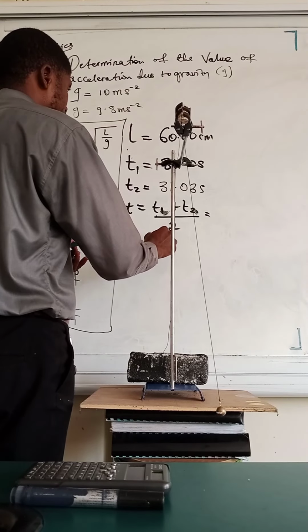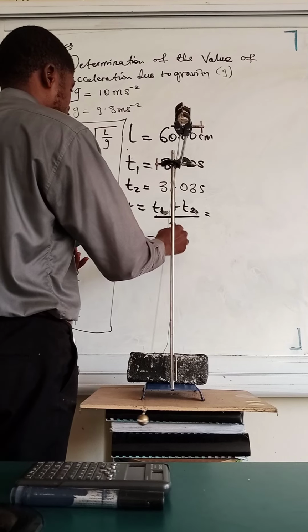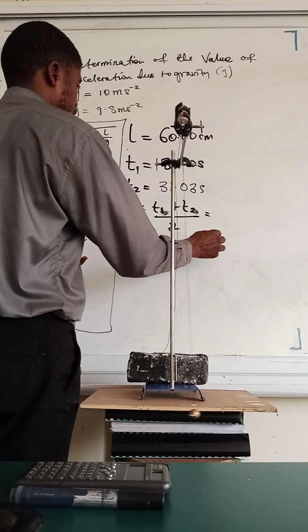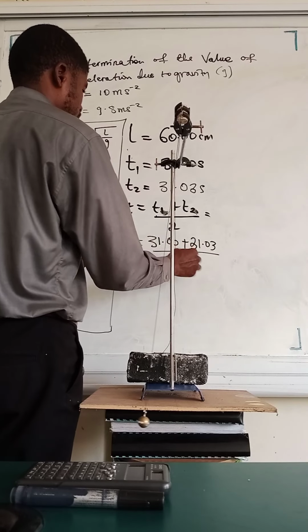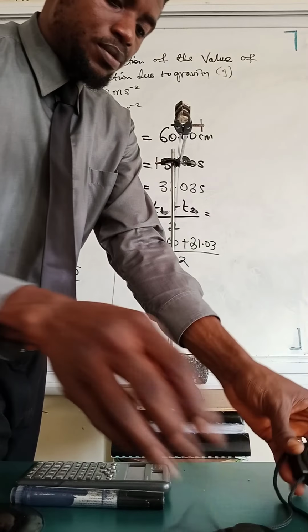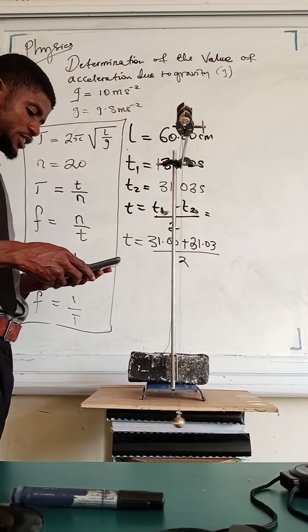So our T is 30.00 plus 31.03 divided by 2. Our answer is roughly 31 seconds. Let's try that and see what we get.